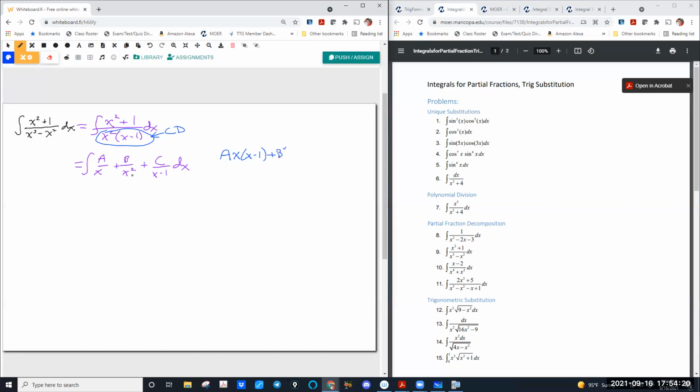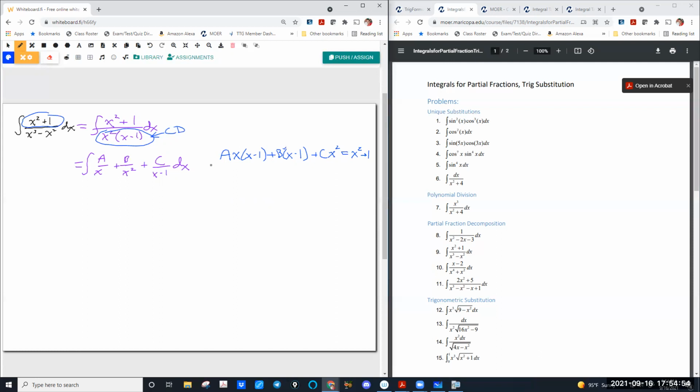B needs to be multiplied. Well, that's our common denominator, it already has the x squared, so it needs to be multiplied by x minus 1. And then C already has the x minus 1, so it needs to be multiplied by the x squared. This needs to be equal to our original numerator, x squared plus 1. So all I'm doing is what we did last time, I'm just not writing the denominators.